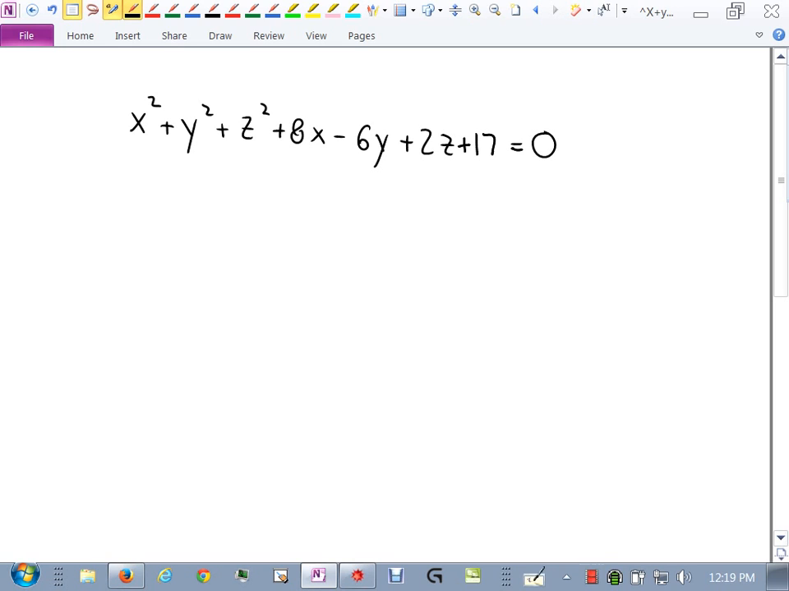Show that that's the equation of the sphere, and tell me what the center and radius of the sphere are. Well, it doesn't have the format that our sphere equation has, does it? So in order to figure out what center and radius would be, you would have to make it look like this. You have to turn it into this.